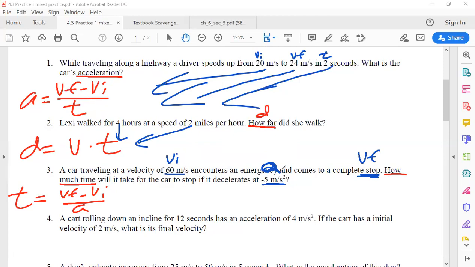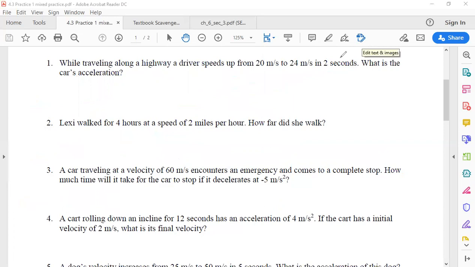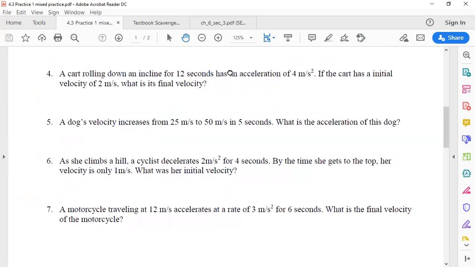So then we take these values: -5 goes in here, 60 goes in here, and stop, which is 0, goes in here. That's how we solve to find the time interval of acceleration.